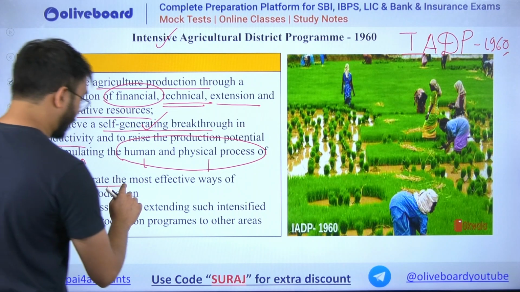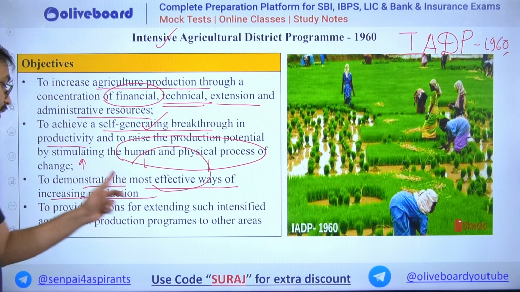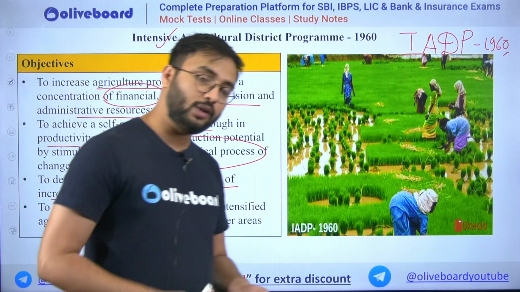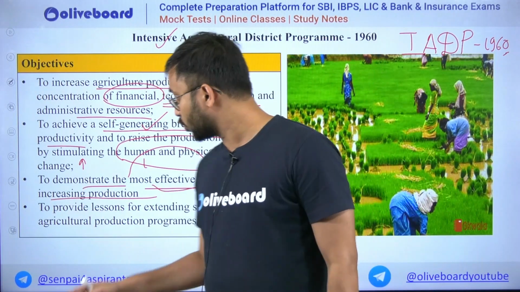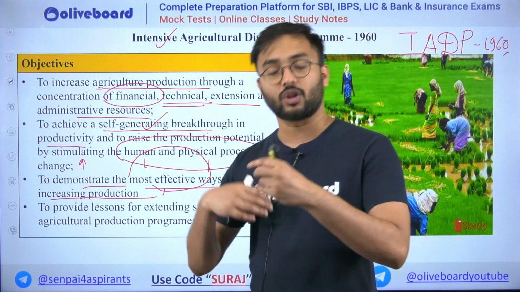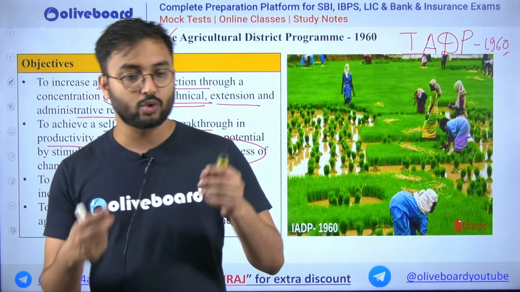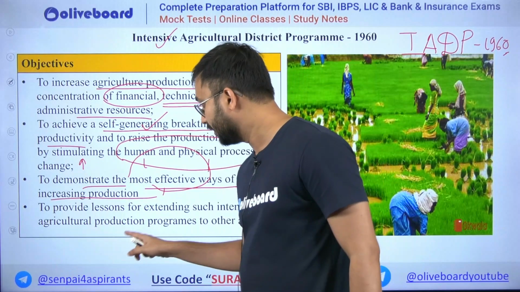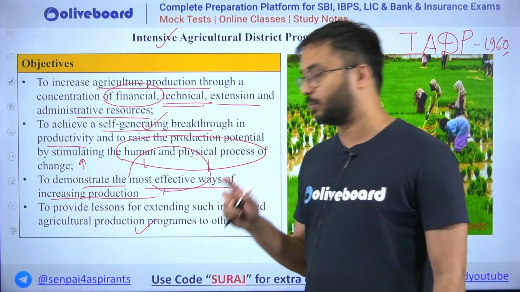Then it's to demonstrate the most effective ways of increasing the production. So to demonstrate the most effective ways of increasing production, in the sense that you want to increase the production, but there are different ways of increasing the production, okay. So here we are trying to find out different ways of production, and then going from region to region, according to different objectives you choose your ways to improve your production. Then to provide lessons for extending such intensified agricultural production, okay.